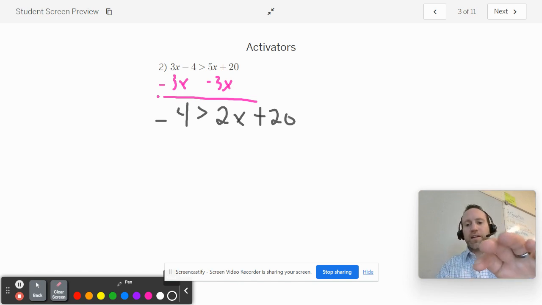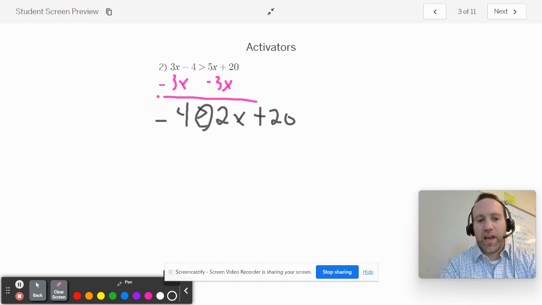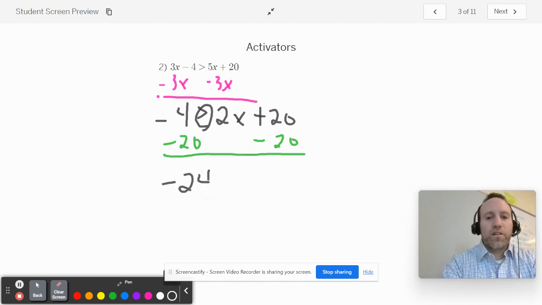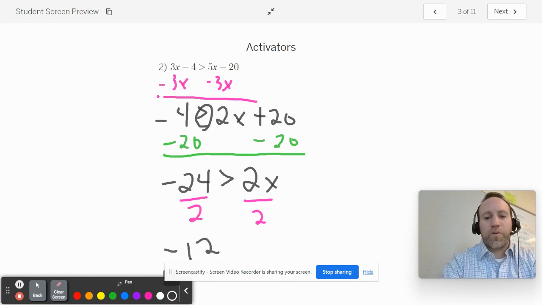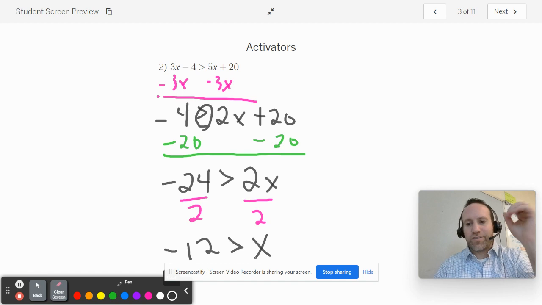Now you could start this problem by subtracting 5x, but then you'll have a negative coefficient in front of the x, and don't forget to flip your symbol if you do that, this symbol right here. So don't forget to do that if you choose to subtract 5x instead of subtracting 3x. Next, I'm going to go ahead and subtract 20 from both sides. So we get -24 is greater than 2x. And in my last step here, I will divide both sides by 2. Now, you might say, well, Mr. Writing, that's going to give me a negative answer, so my symbol should flip, right? No. It's if you negate both sides. So if you divide both sides by negative, then your symbol flips.